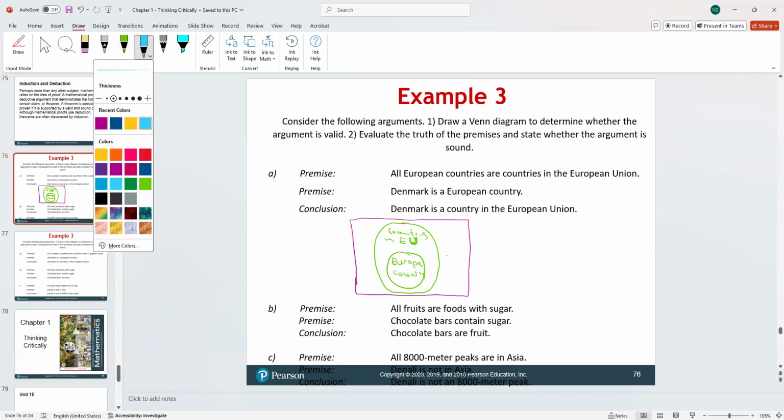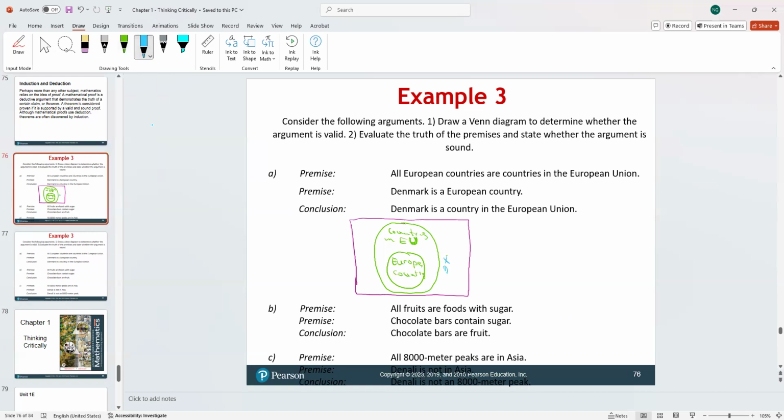So we may have Denmark here. Okay, because it's not in the European Union, right? So we cannot include it in the subset. So what we would see here, the argument is valid. Because for this, we need to check the validity. Okay, so it's valid.